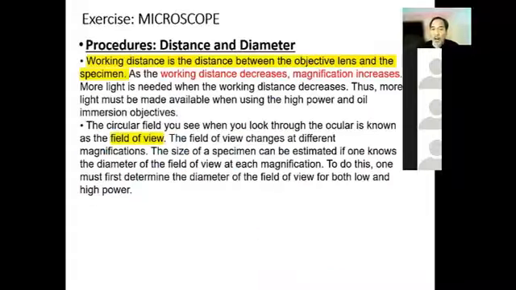All right, so working distance is the distance between the objective lens and the specimen. If this is your objective lens, let's say this is 4x, and this is your slide that you put on the stage, what it means by working distance is the distance between the lens and the slide. This is called your working distance.